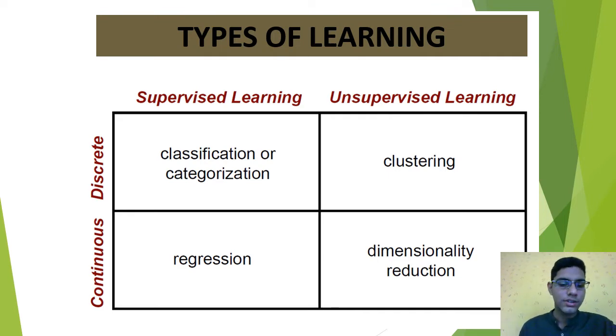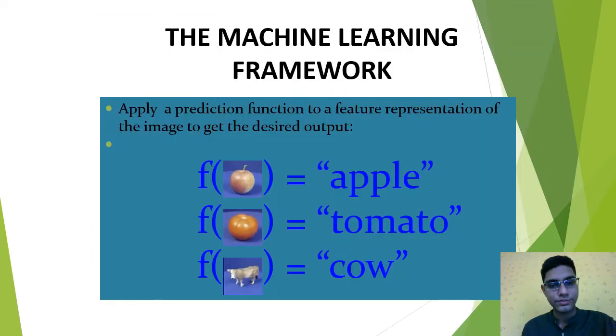Then there are two categories. One is the discrete category and one is the continuous category. In supervised learning, the discrete category is classification or categorization, whereas the continuous category is regression. And in unsupervised learning, the discrete category is clustering, and the continuous category is dimensionality reduction. I'll be telling you about this further in the video, so stay tuned to learn all about these things.